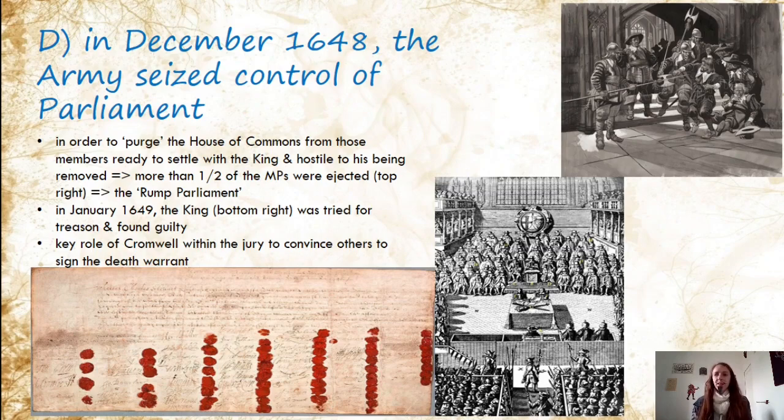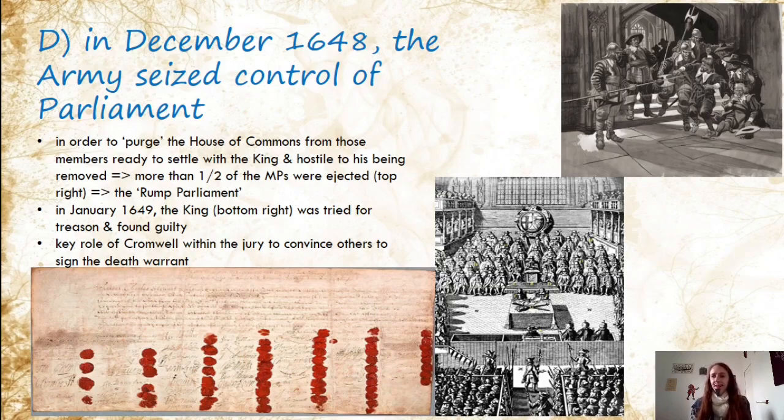The army seized control of Parliament, and in order to purge the House of Commons of the members that were ready to settle with the king, to come up with an agreement with the king, the members that were hostile to his being removed altogether were removed themselves from Parliament. So more than half of the members of Parliament at the time were ejected. As you can see in the top right of the current slide, this is what is called the Rump Parliament, because of the meaning of the word rump, which I shall not illustrate.